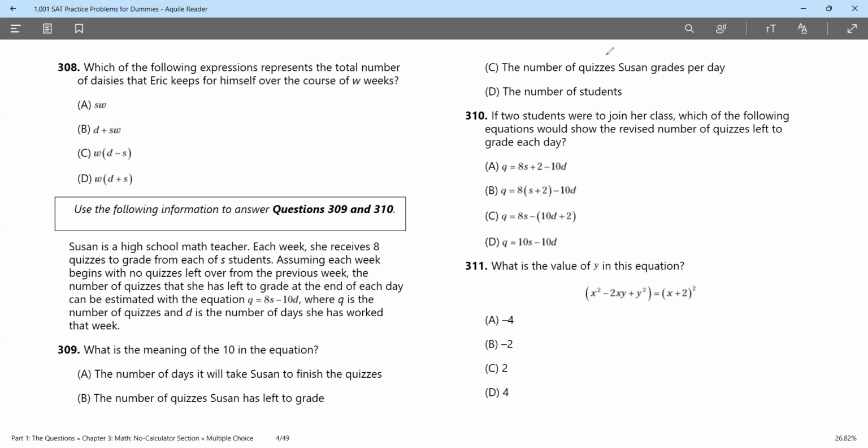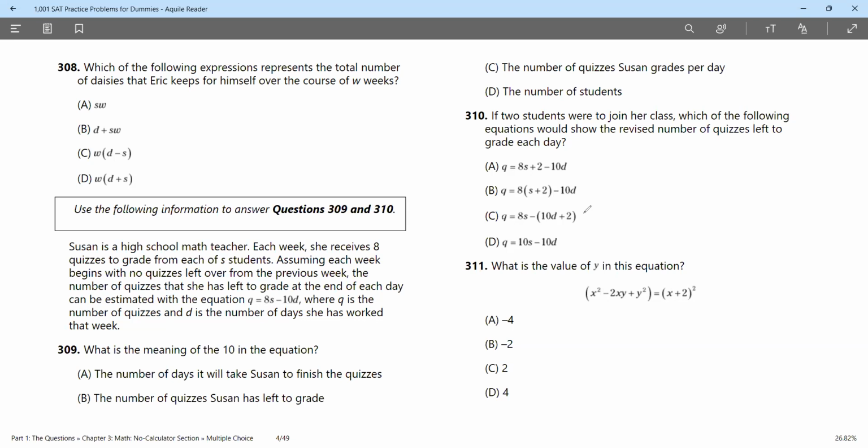310. Let's read it. If two students were to join her class, which of the following equations would show the revised number of quizzes left to grade each day? Okay, we have two students who will be added to what? To the S students.